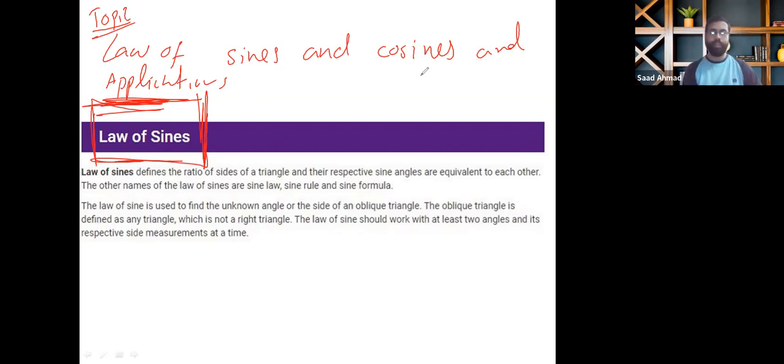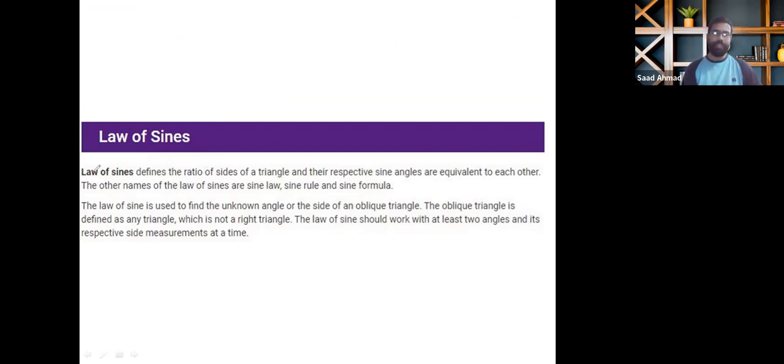So the second one is the law of sines. The law of sines defines that the ratio of the side of a triangle and the sine of its respective angle are equivalent to each other. The other name for the law of sines is the sine rule or sine formula. The law of sines is used to find an unknown angle or side of an oblique triangle.